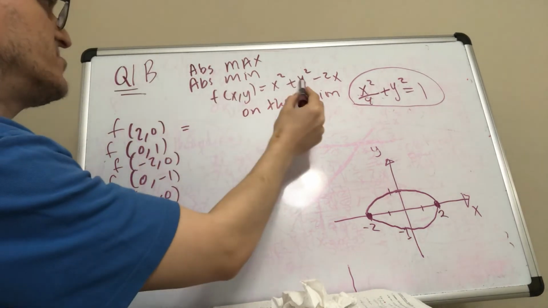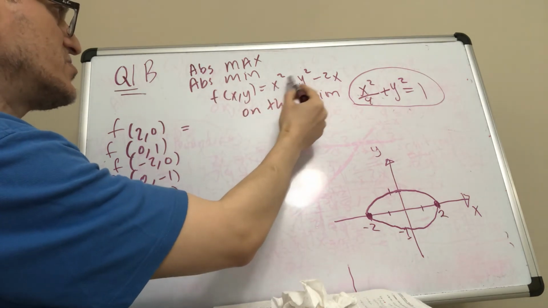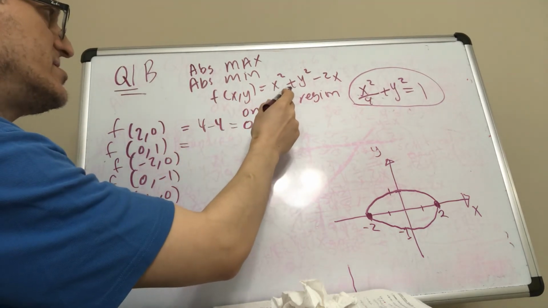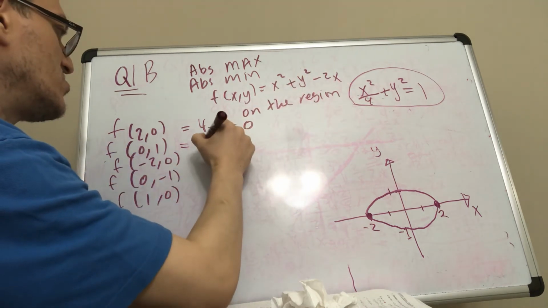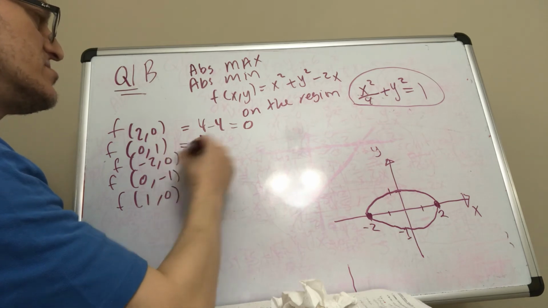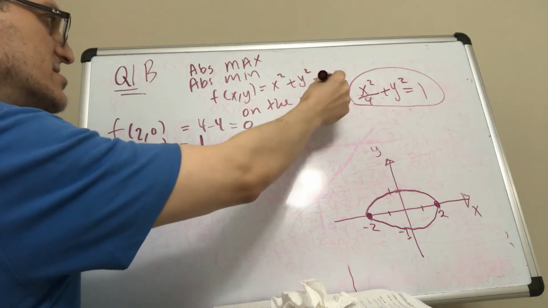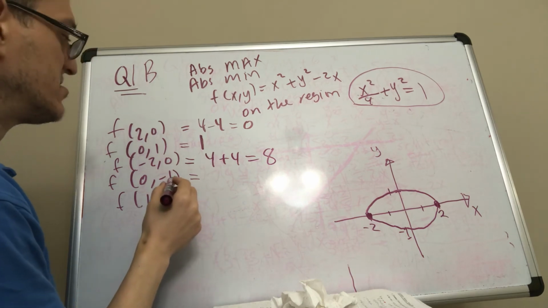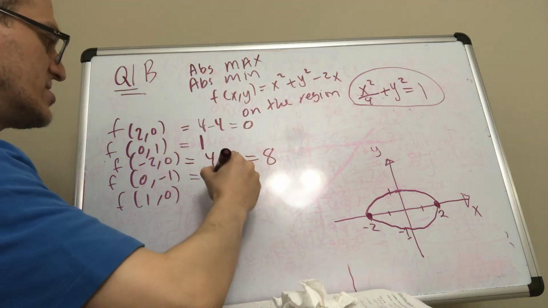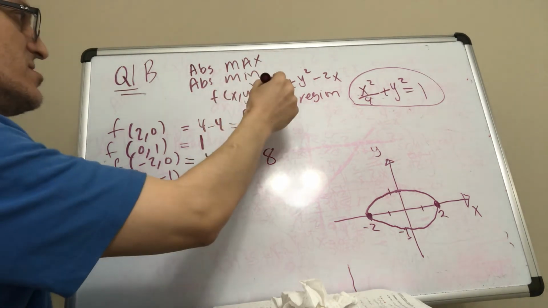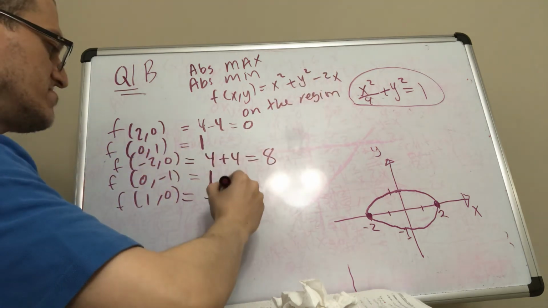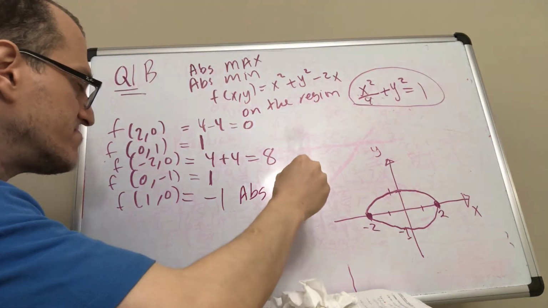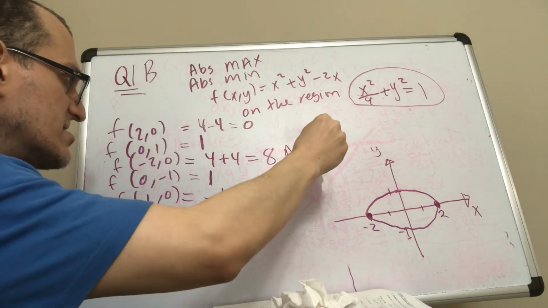First one, if you plug them here, 0 is y, 2 squared is 4, minus 4, answer is 0. You plug the 0, 1 here, 0 cancels, 1 squared is 1. You plug the minus 2, 0. Minus 2 squared is 4, 0 cancels, minus 2 and minus 2 is also 4, answer is 8 here. You plug 0 and minus 1. 0 cancels, minus 1 squared is 1. You plug 1, 0. 1, 0 will give you 1 minus 2, which is minus 1. So in these values, this one is the absolute minimum, and this one is the absolute max.